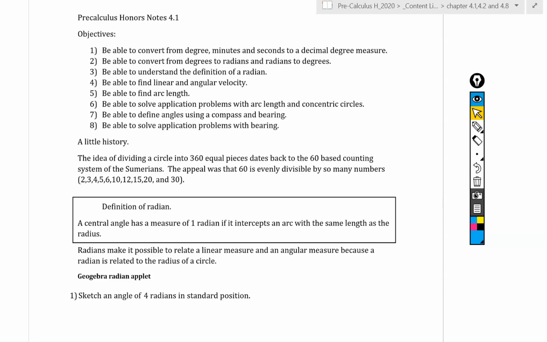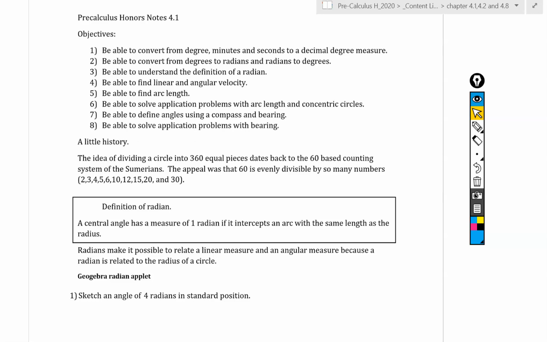Go ahead and pause the video and read the objectives for this lesson. As you can tell, we're going to be talking about angles and a little bit of history. The idea of dividing a circle into 360 equal pieces dates back to the 60-based counting system of the Sumerians. The appeal was that 60 is evenly divisible by so many numbers. But today we're going to talk about radians.